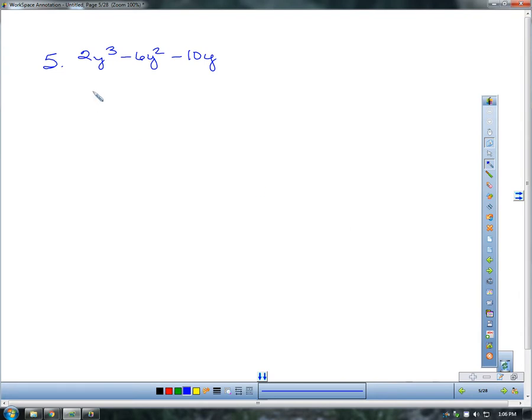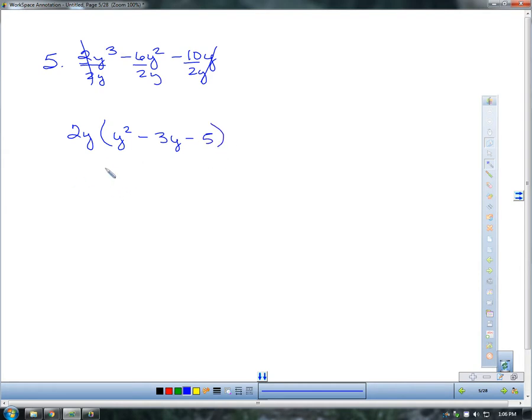This one, first thing we look for is a GCF. So do 2, 6, and 10 have any factors in common? Yes, they have a 2. Do they all have y's? Yes. So I'm going to take the lowest power of y, and divide my original problem by 2y. So 2 divided by 2 cancels. Y cubed divided by y leaves me with y squared. Negative 6 divided by 2 leaves me with negative 3. Y squared divided by y leaves me with y. The y's cancel here, and I'm left with negative 5.